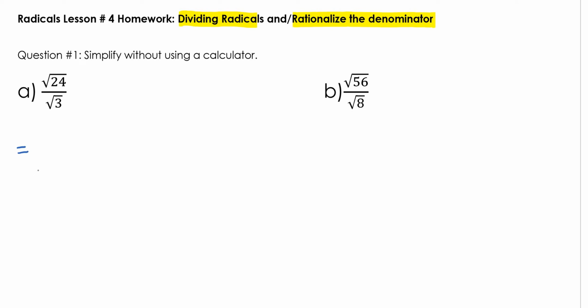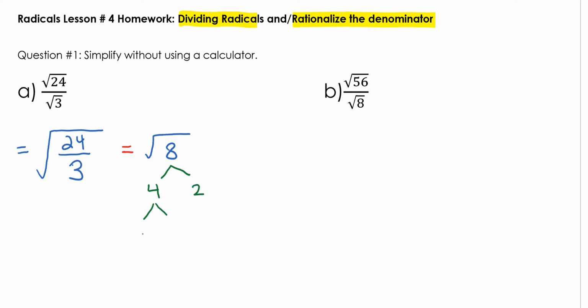If you want, you can write this as a bigger radical by having 24 on your numerator and 3 on the denominator. And 24 divided by 3 is going to be 8. So this simplifies to root 8. And then although root 8 is an okay answer, you can further break down root 8 by using a tree diagram. So two numbers that multiply to 8 are 4 and 2.